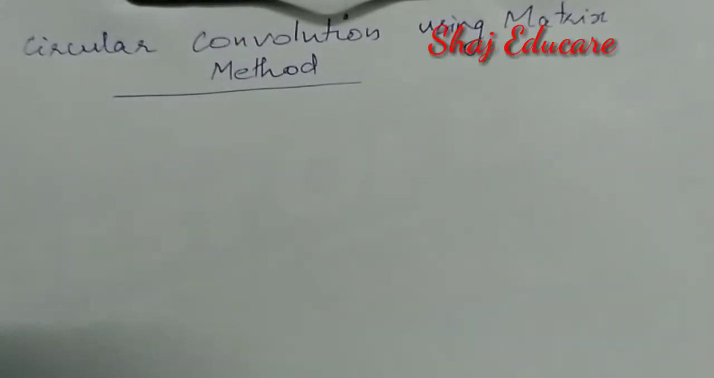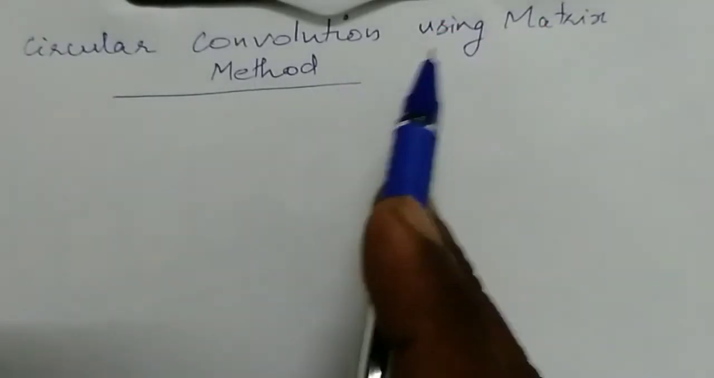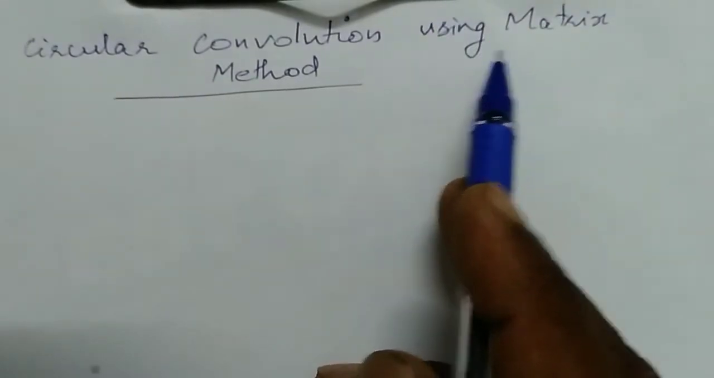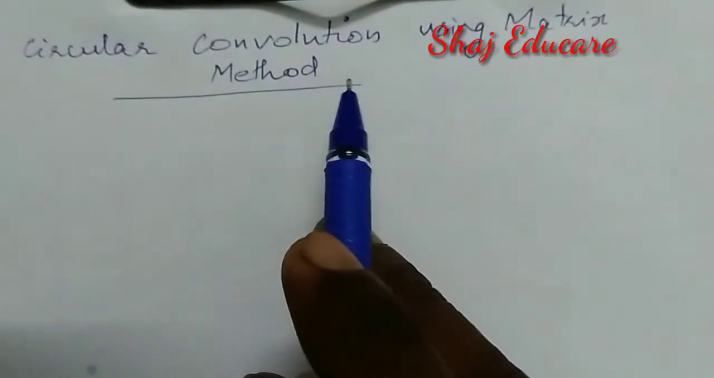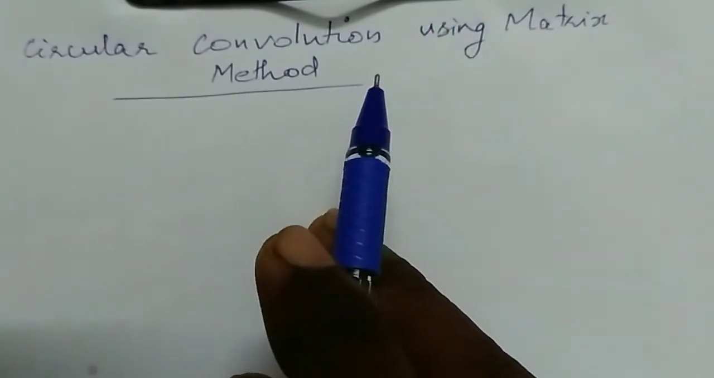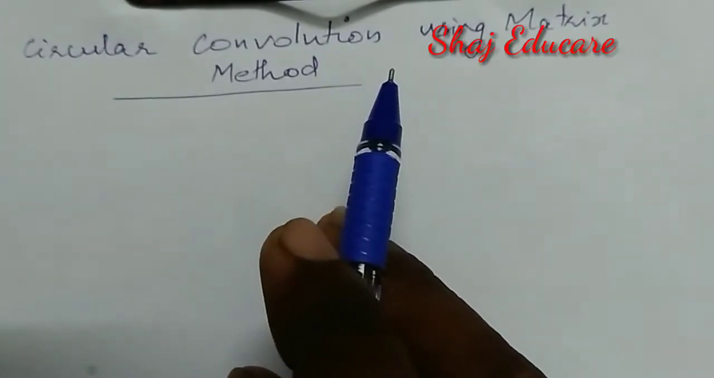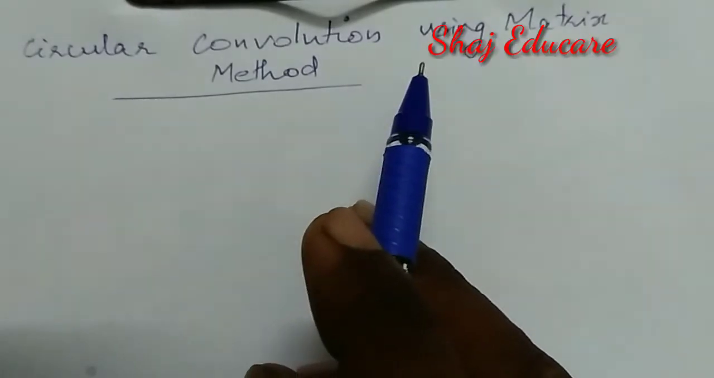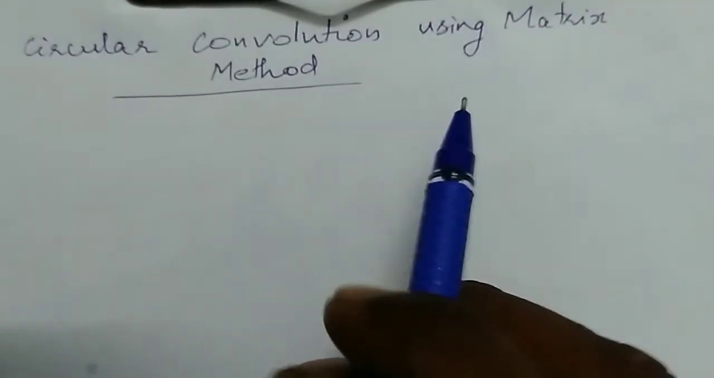Hi, our next topic is circular convolution using the matrix multiplication method. This is one of the methods to find the circular convolution. Let us go through a problem.